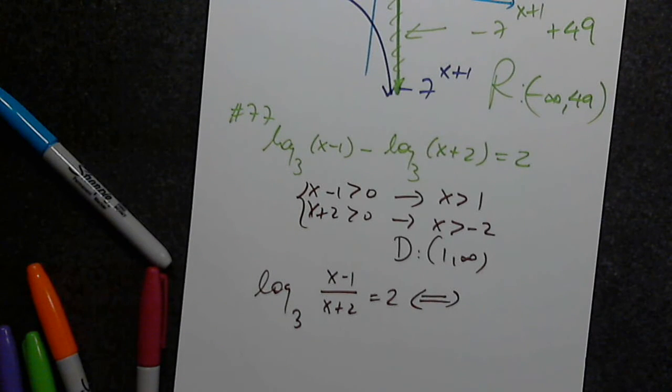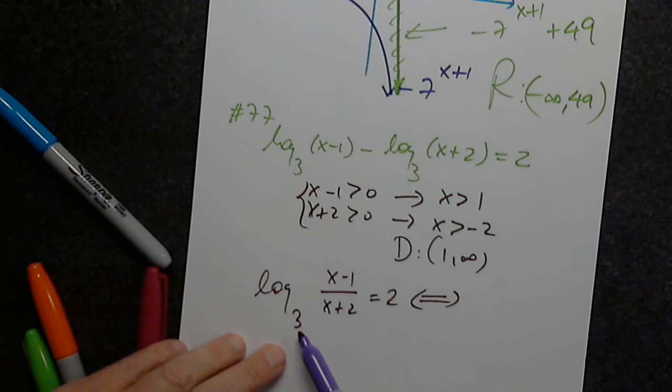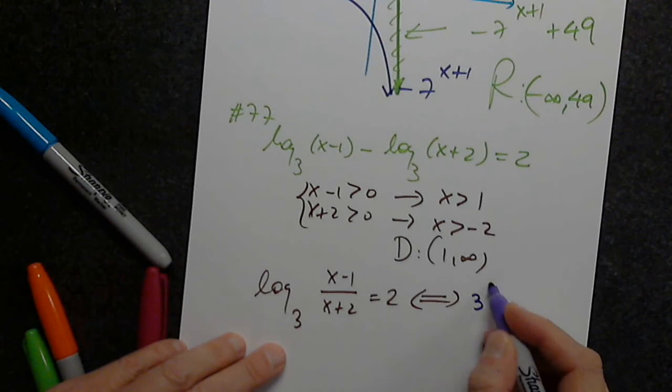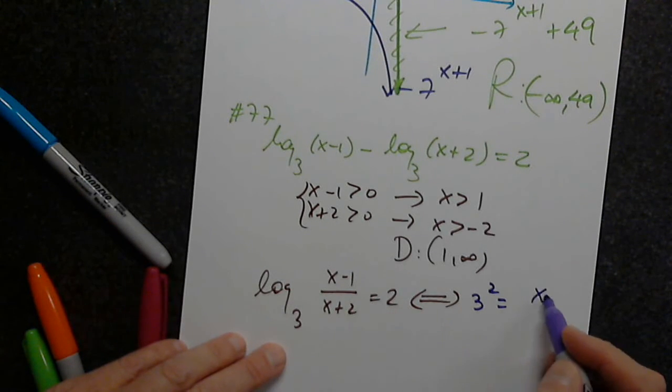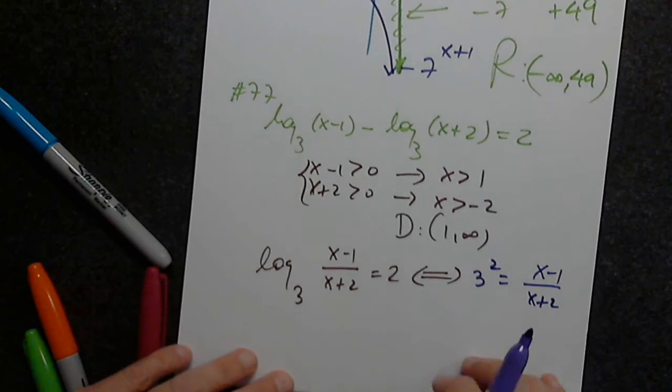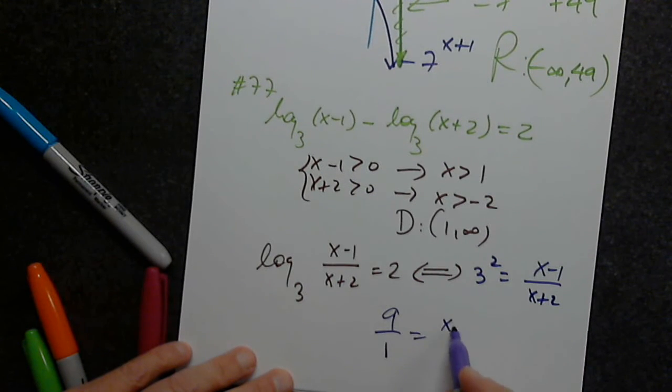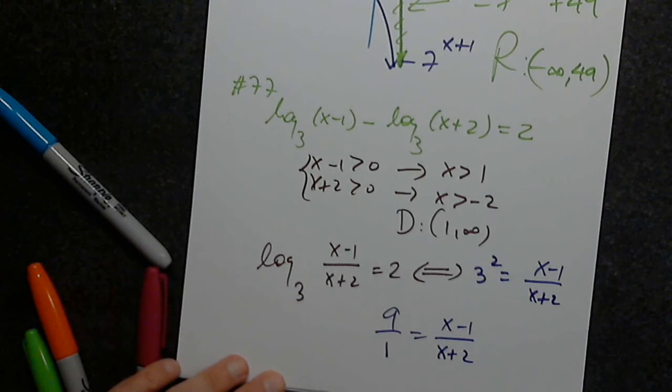Once I condense it into one log and a number on the other side, I can change it into an exponential equation. How do I do that? So 3 squared equals this. So I see 9 over 1 equals x minus 1 over x plus 2.